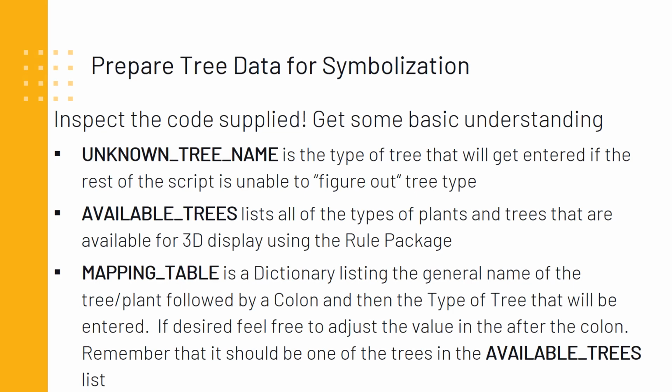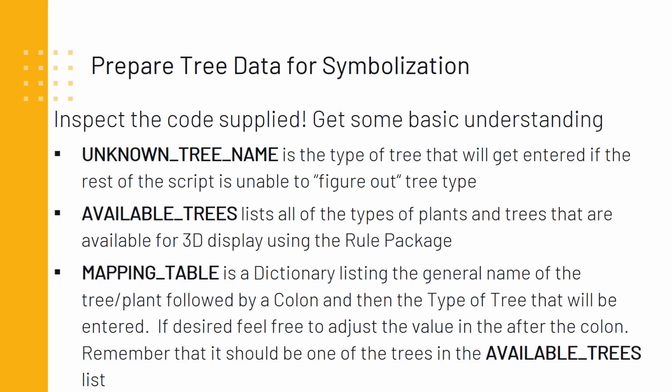Take a look at the code that's supplied. You'll notice the variable called unknown_tree_name. This is the type of tree that will be entered if the rest of the script is unable to figure out what should go in there. The available trees attribute is the list of the plants and trees that are available in the rule package for displaying 3D that we're going to be using.